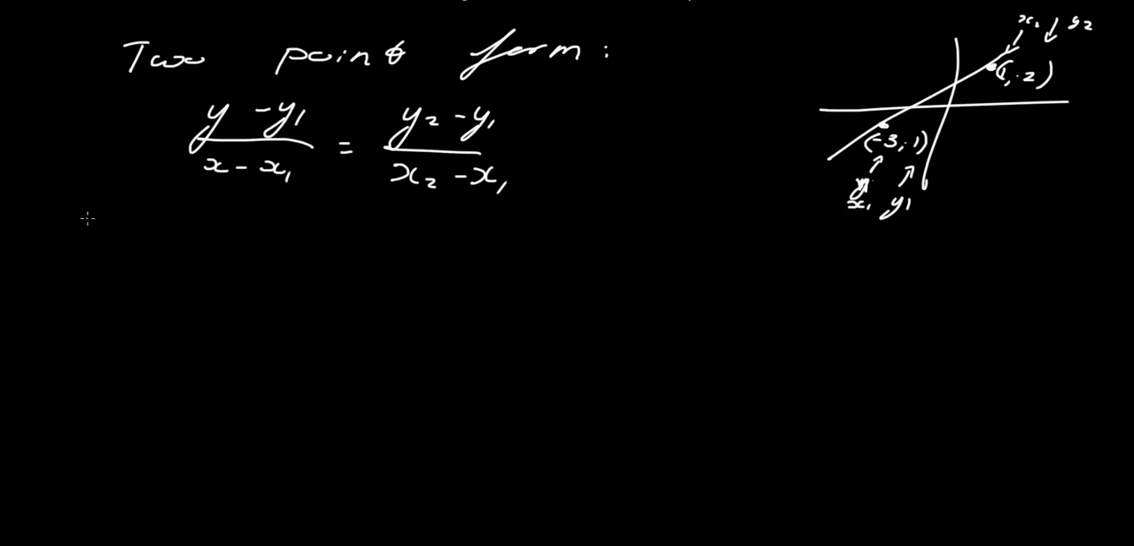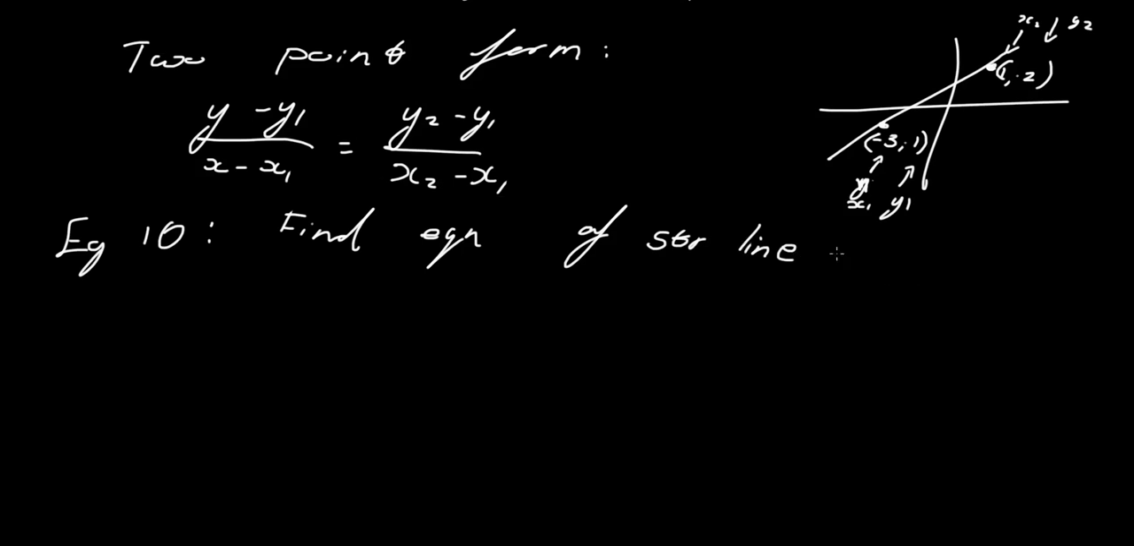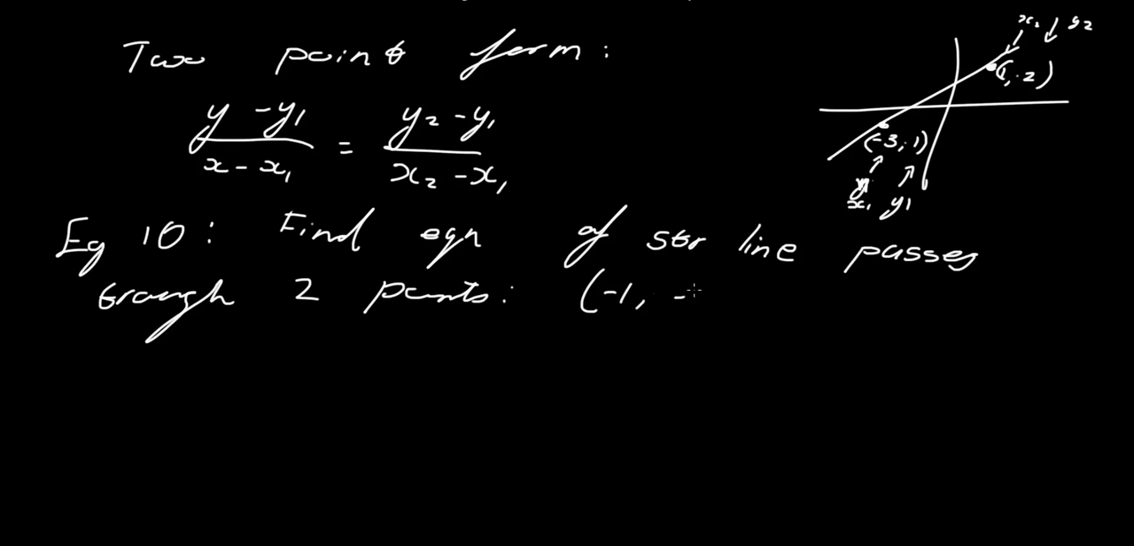So let's do an example, which is example 10. It says find the equation of the straight line which passes through the two points minus 1, minus 3, and 3 and 1. Okay, and then I'll do the second part of the question afterwards.